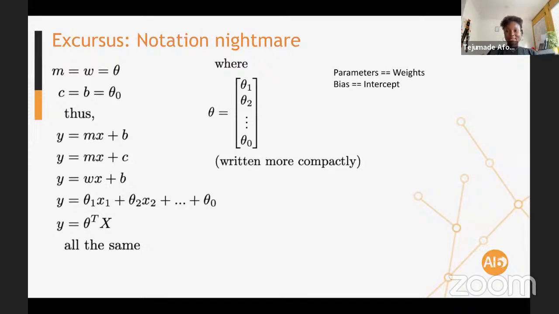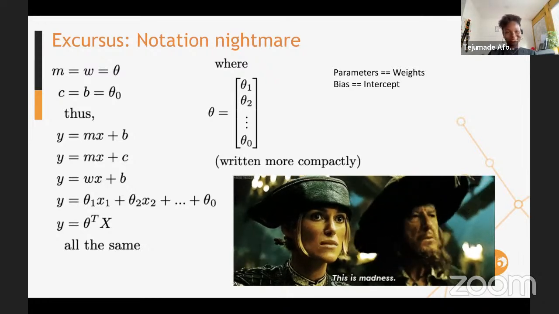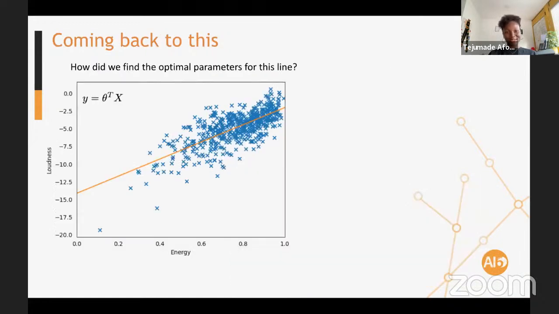I already said that parameters are also known as weights. Bias sometimes can be known as intercept. So in some literature, when you see intercept, it means bias. When you see parameters, it means weights. It's just madness, I know. But yeah, just so you know. Okay, let's come back to it. So how did we find the optimal parameter for this line? Can anyone remember? We did this about 3 weeks ago when we did linear regression. Alan talked about how to find the optimal parameter.